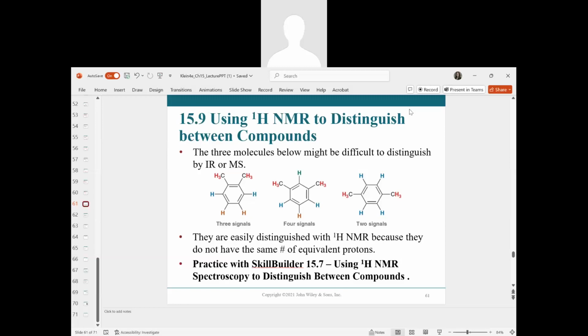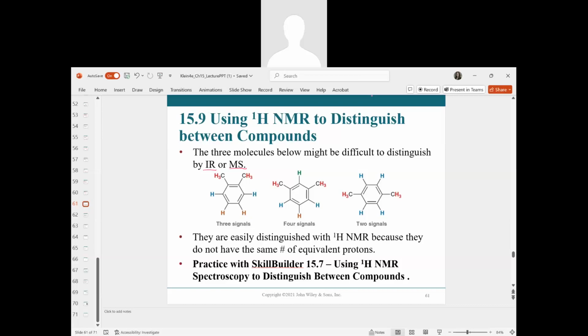Utilizing proton NMR, we can distinguish between compounds that would generally be difficult to distinguish using IR or mass spec. With IR, we would need different functional groups to be able to recognize different compounds, and with MS, molecules like these three shown would have the same types of fragmentation and the same peaks. So it would be challenging to differentiate between these three compounds using both IR and MS, but with proton NMR, we can look for, first, the most easily differentiated feature: the number of signals.